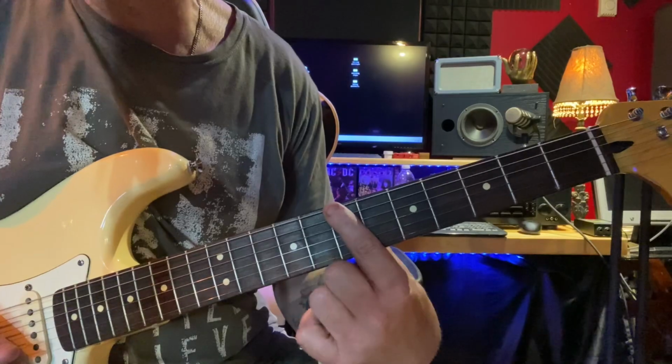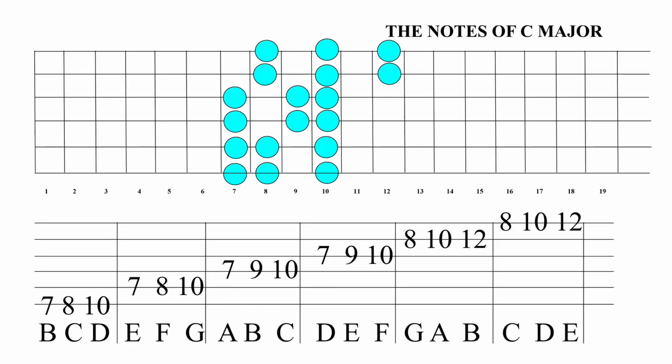Okay, moving on to the 7th fret, which is a B note. So we're going to have B, C, D, E, F, G, A, B, C, D, E, F, and so on, okay? So we have 7, 8, 10, 7, 8, 10 for our first set of notes. Then it's going to switch to 7, 9, 10, 7, 9, 10.